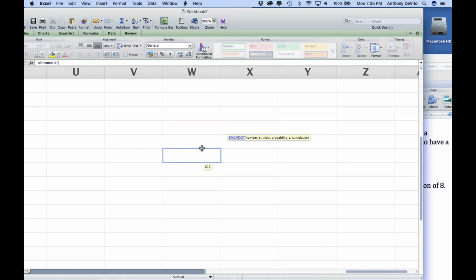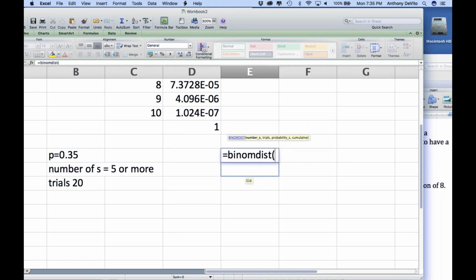Binomial, so 5 or more is what I'm interested in, right? The only problem is this only works cumulatively from that number down. So instead of calculating the probability of 5 or more, I'm going to calculate the probability of 4 or fewer. 4 successes, comma, 20 trials, comma, 0.35 is the probability for any individual, and true. So this is going to be the probability of getting 4 or fewer people. And that comes out to be about 12%.